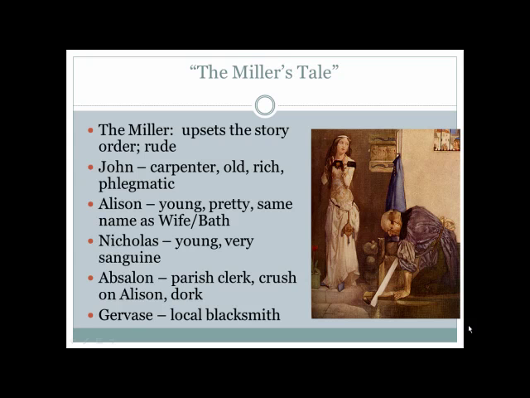By this point you should have read The Miller's Tale. I'm just going to walk you through some basic things to give you an understanding of the framework of it, but I'm going to leave it up to you to pull some of your own conclusions.